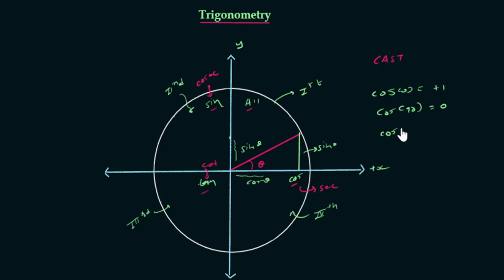Cos 180: rotate this line over here. This is minus 1, this is plus 1, this is plus 1, this is minus 1. So the value of cos 180 will be minus 1. Cos 270's value will be 0, and cos 360's value will be plus 1 again. After that, we can see sine 0 is 0. Now rotate this line here. So sine 90 is plus 1.